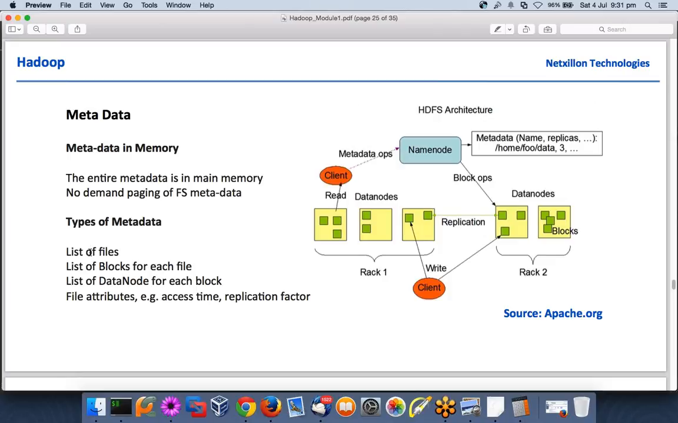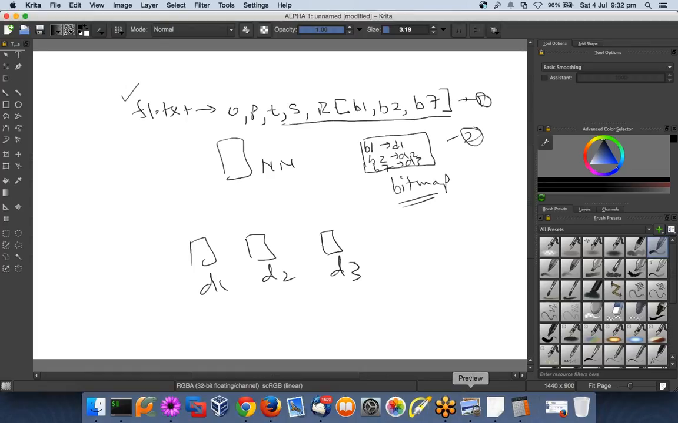So metadata is, one, list of files, list of blocks for each file, then list of data nodes for each block, file attributes and access time. Correct? So now what it is telling me is, I have a block B1 for this file, but where is B1? It is on D1. B2 is on D2. B7 is on D3.